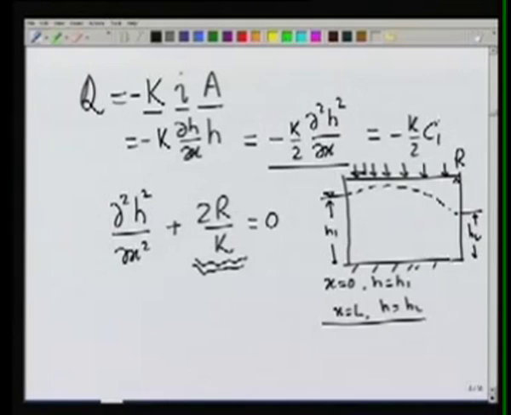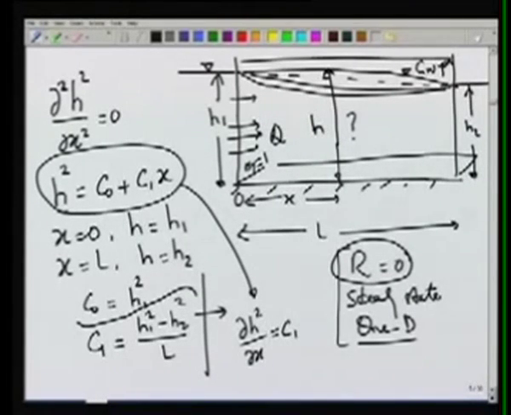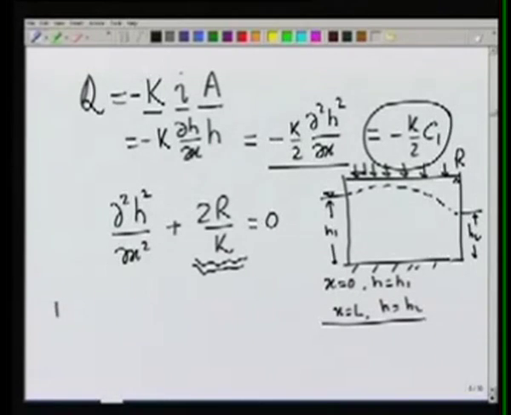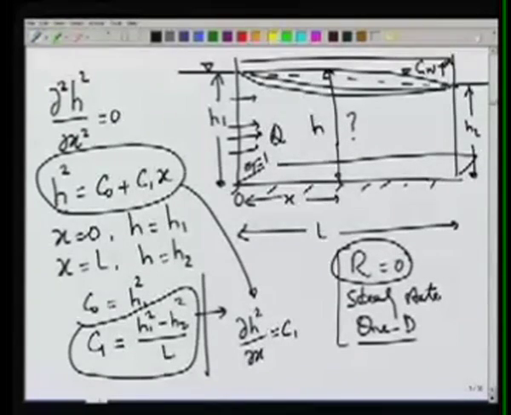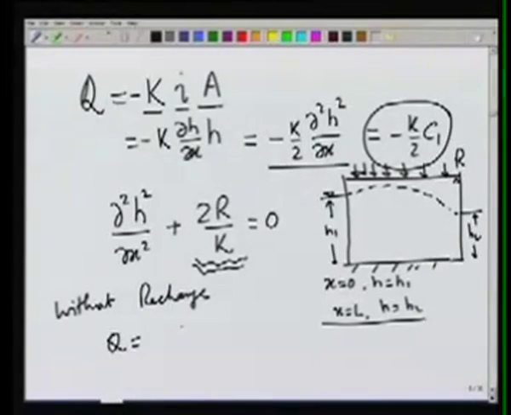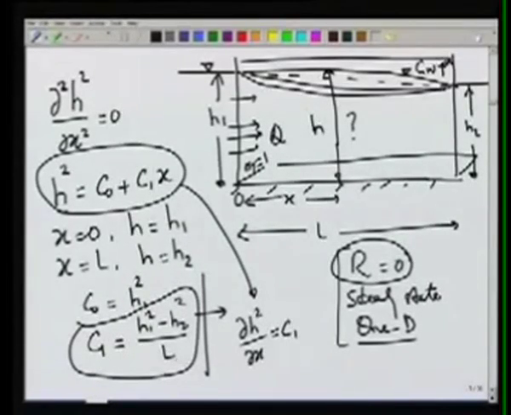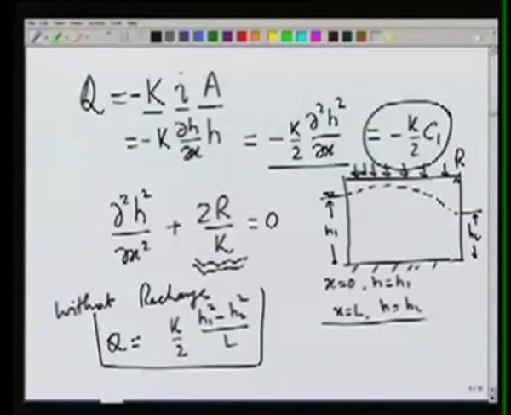If there is no recharge, then of course minus k by 2 c1, and c1 we have already obtained from here as h1 square minus h2 square over L. So without recharge Q will be k by 2 into C1, k by 2 into h1 square minus h2 square over L, and there is a negative sign here. C1 is minus h1 square minus h2 square over L, and then this is the value of Q.